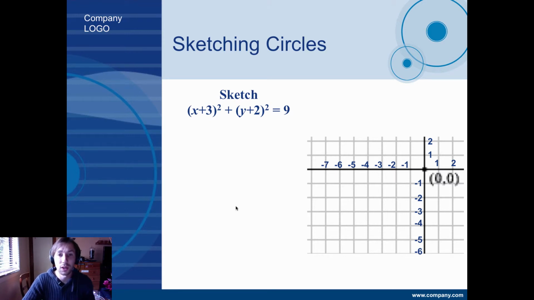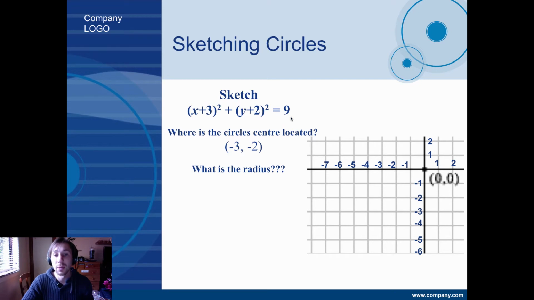Alright, so let's go through first of all and figure out where the center of the circle is located. Now remember, it's always the opposite, so the opposite of this one is going to be negative 3, and the opposite of this one is going to be negative 2, so the center is at (−3, −2). Alright, and let's have a think about the radius. Well, we know that r² is equal to 9, so therefore r will be equal to 3.